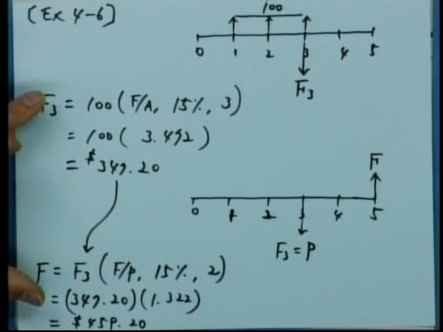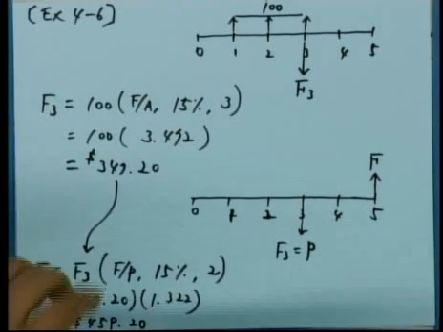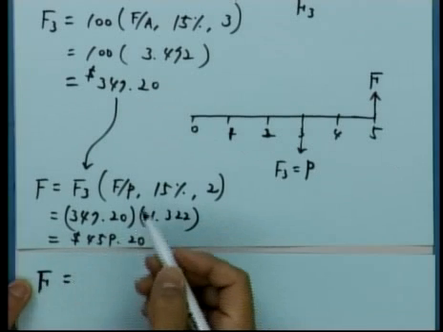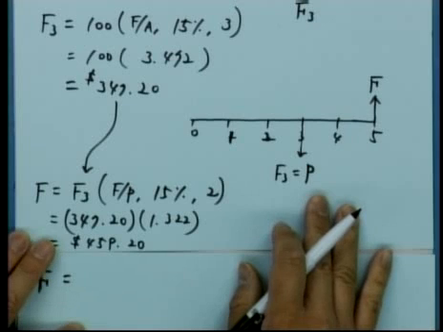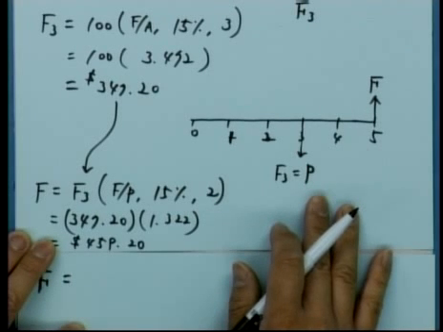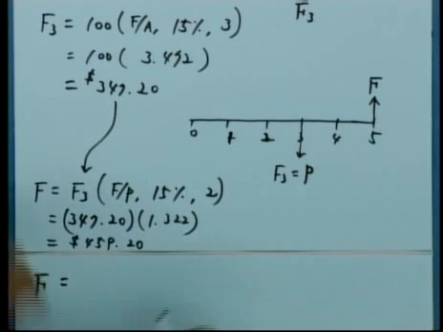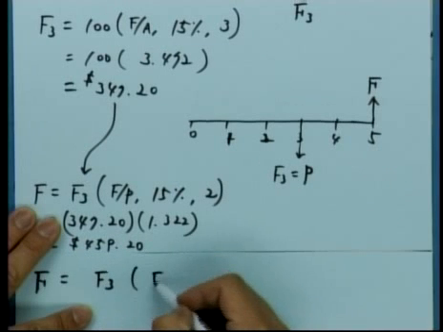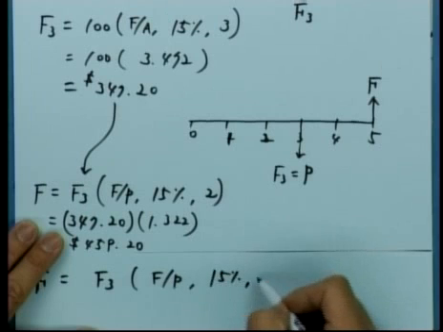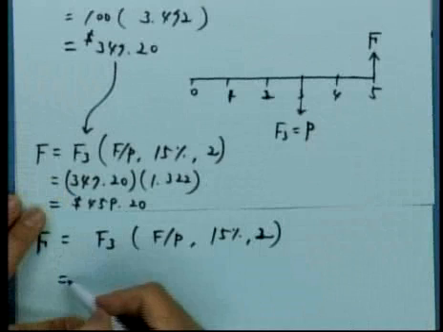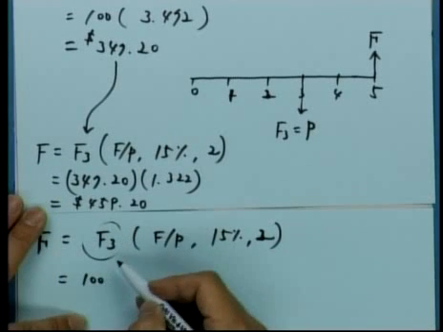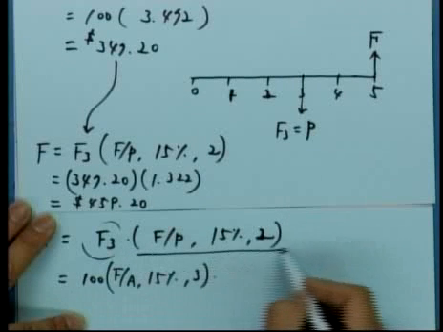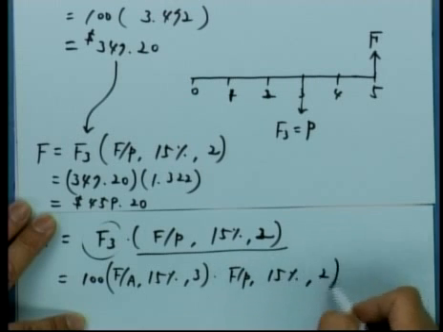So these 2 steps can be combined into a single procedure like this. F equals F3 times F given P, 15% over period 2. F3 is equal to 100 times F given A, 15% over 3 periods. And then again multiply by F given P, 15% over 2 periods. Okay.